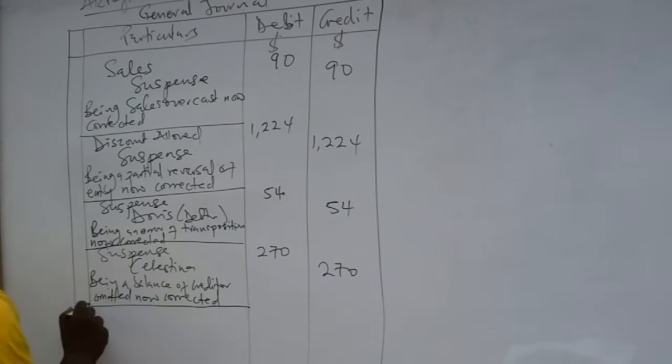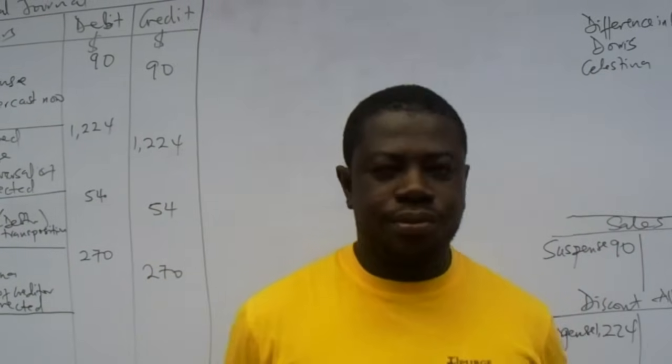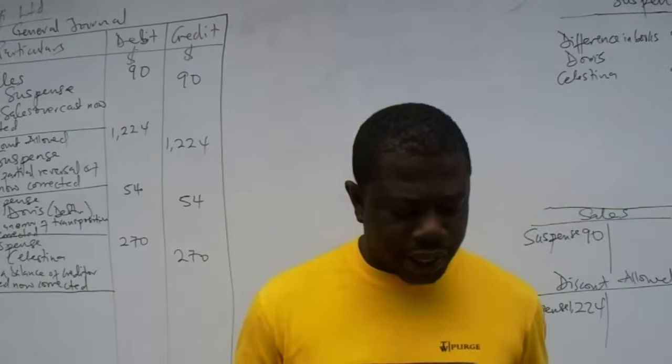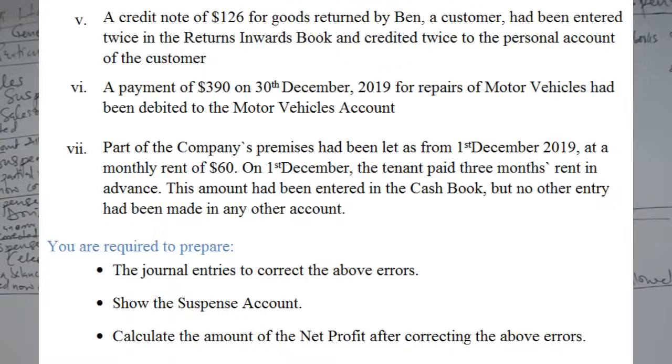So you underline it nicely, and then we are done with correcting the fourth error. I believe understanding is being achieved. Let us look at the next error. A credit note of $126 for goods returned by Ben, a customer, had been entered twice in the return invoice book and credited twice to the personal account.